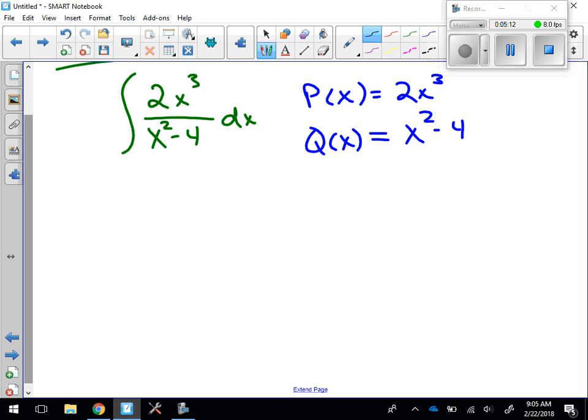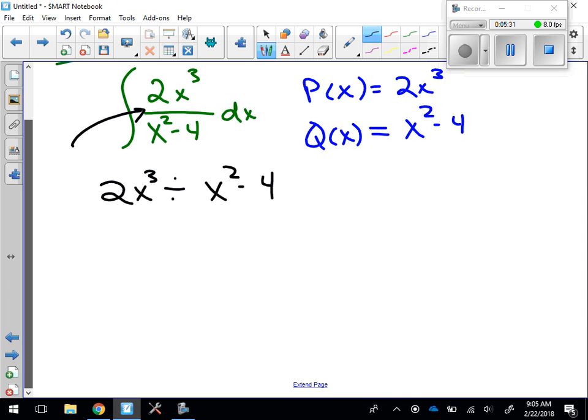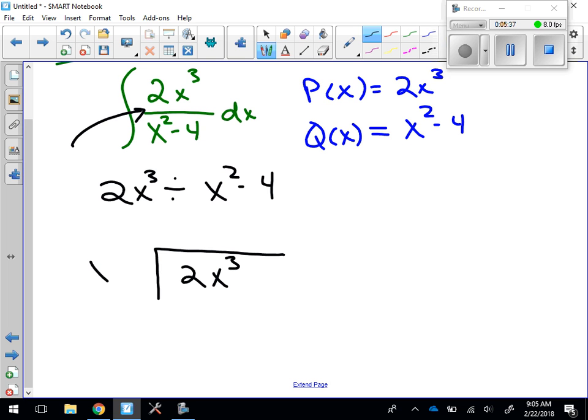Usually I get a groan for what I'm going to do next. What is this symbol usually, what does that symbol mean? Divide by. So this is really 2x cubed divided by x squared minus 4, right? See, this is where the groan comes. So this is really 2x cubed divided by x squared minus 4. See, you did not disappoint.